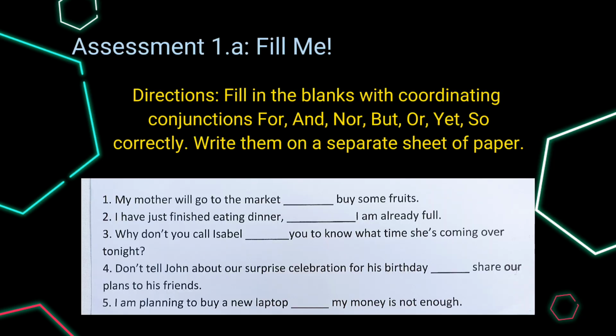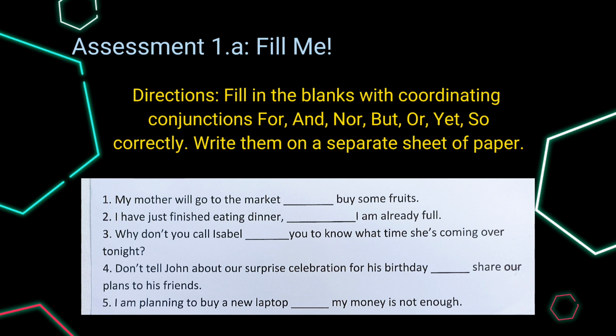Assessment 1A. Fill me. Directions. Fill in the blanks with coordinating conjunctions for, and, nor, but, or, yet, so correctly. Write them on a separate sheet of paper. Number 1. My mother will go to the market, blank, buy some fruits. Number 2. I have just finished eating dinner, blank, I am already full. Number 3. Why don't you call Isabel, blank, you to know what time she's coming over tonight?